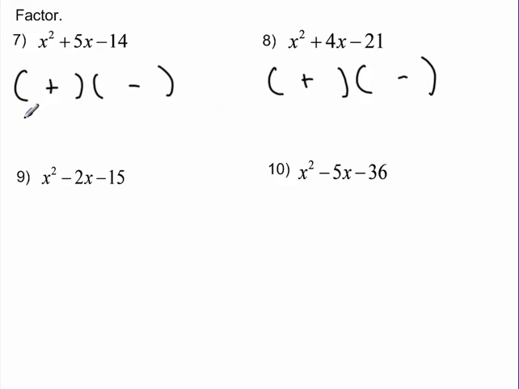Alright? So what are my factors of negative 14 that add together to give me 5? Well, positive 7 and negative 2. Okay. What are my factors of negative 21 that add together to give me 4? Well, positive 7 and negative 3. How do I know which one is positive? Well, positive 7 plus negative 3 gives me 4. Alright? So try number 9 and 10. Press pause, try them, and then come back and we will finish this thing off.